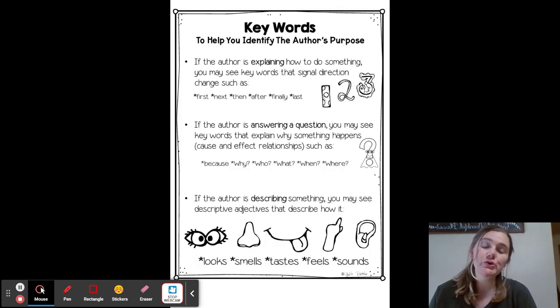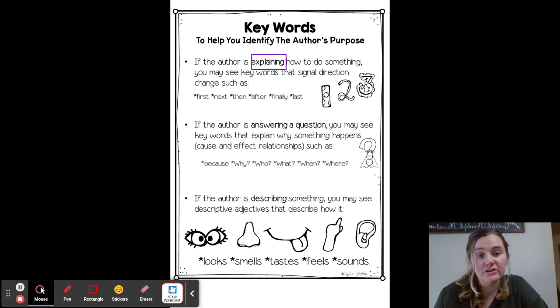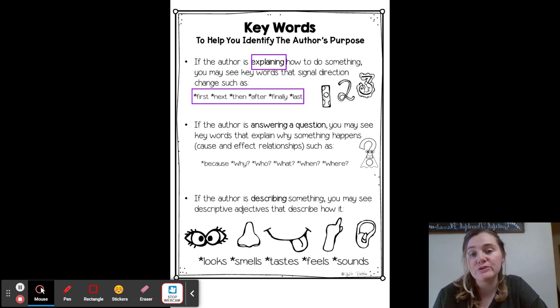Then we will review this poster together as an introduction to the different kinds of purposes the author has for writing a text. We will discuss how explain is when the author is telling them how to do something, and we use keywords such as first, next, then, after, finally, and last.